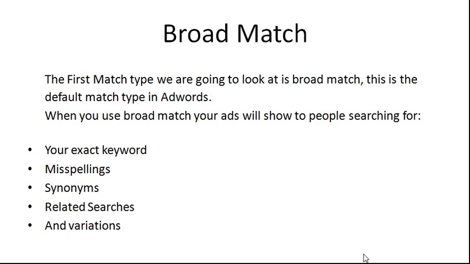The first match type we're going to look at is broad match. This is the default match type in AdWords. So any keywords that you enter into your campaign, if you don't select another match type, this is the match type that Google is going to use by default. When using broad match, as the name suggests, your ads are going to show for a very broad range of searches. This means that your ads will be triggered anytime someone searches the exact keyword, misspellings, synonyms, related searches, and all sorts of variations that Google deem relevant to the keyword.